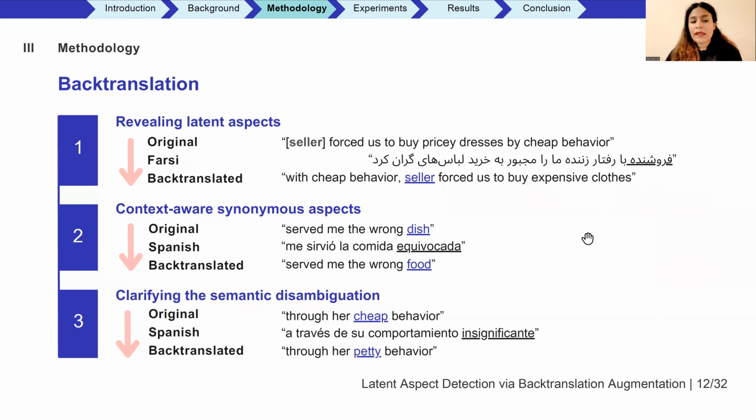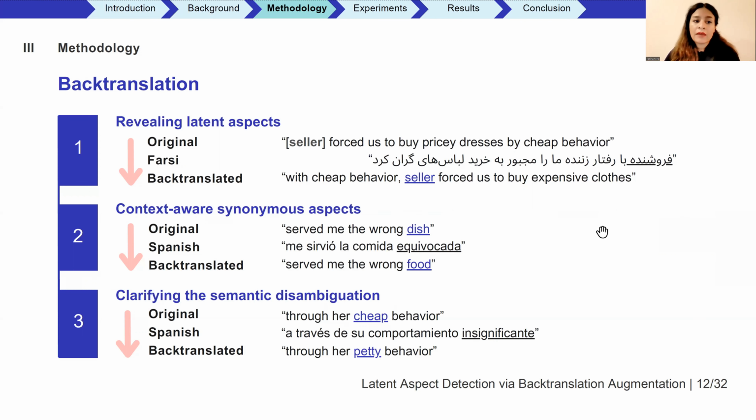And as I explained earlier, we translate a review from its original language, let's say English, to another target language, for example French, and then translate it back to the original one, English, by a machine translator. And we presume this round-trip journey can generate diverse paraphrases of reviews while keeping the semantics the same.